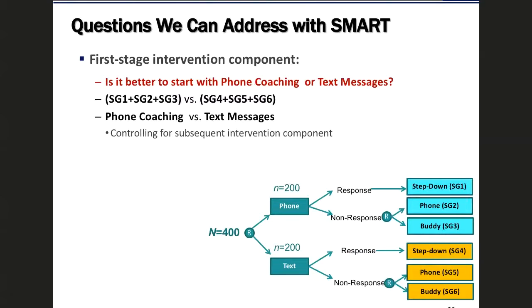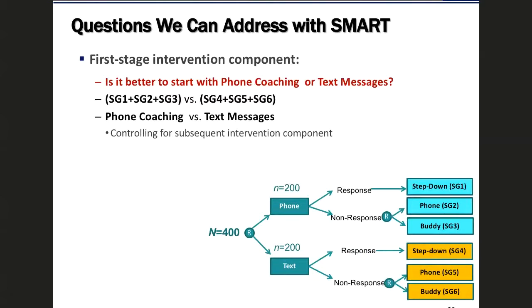To answer this question, whether I should start with phone coaching or text messages, I'm going to pull outcome information across all the conditions in which people got phone coaching initially, and I will compare it to all the conditions in which they got text messages initially. You see what's going on here? This is the main effect of the initial intervention component averaging over subsequent components for responders and non-responders.